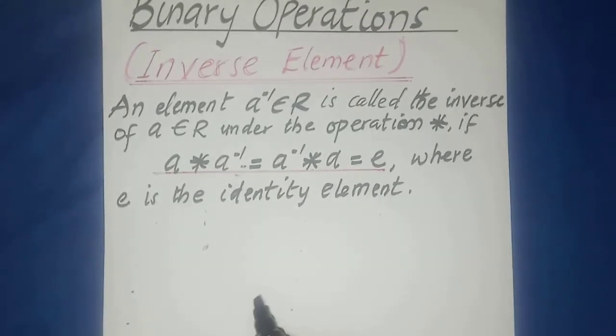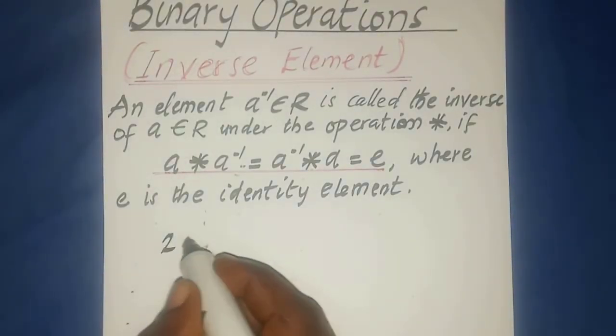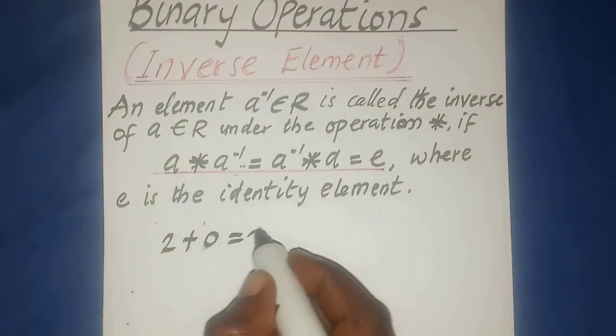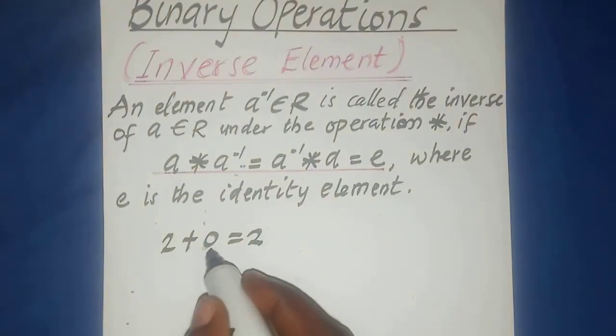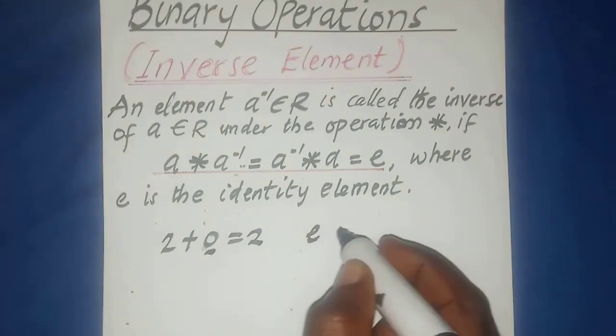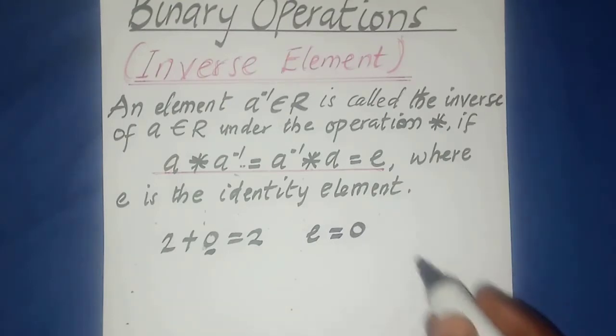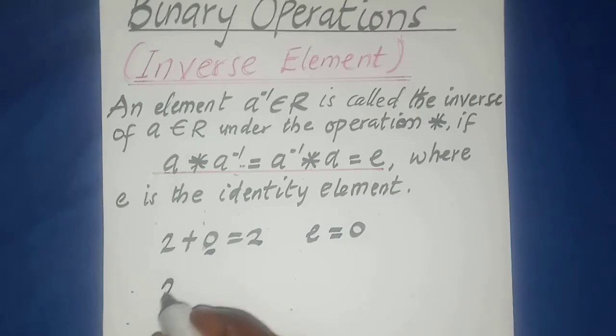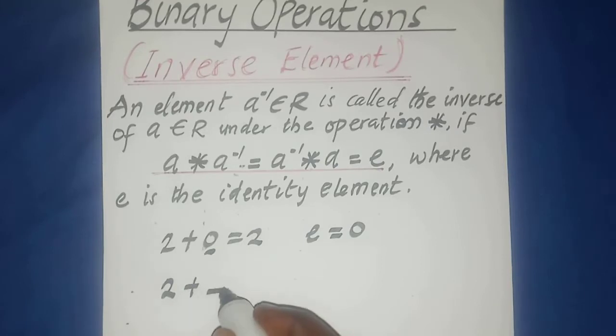Now in the previous video we said that 2 plus 0 will give us 2, right? Which implies this is the additive identity. So the additive identity is what? 0. Now what we are saying is that if you pick the number 2, what number will you add to the number 2 to get the identity element for addition? 0. Is that right? Good.